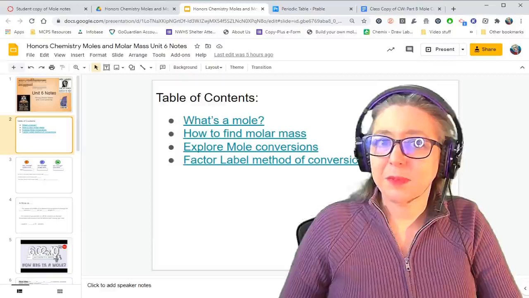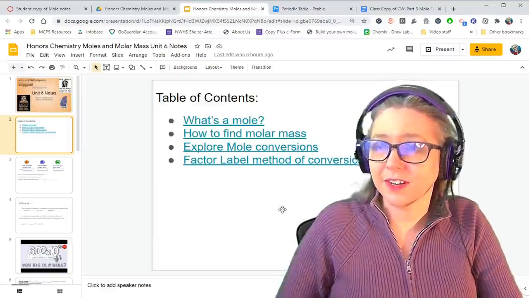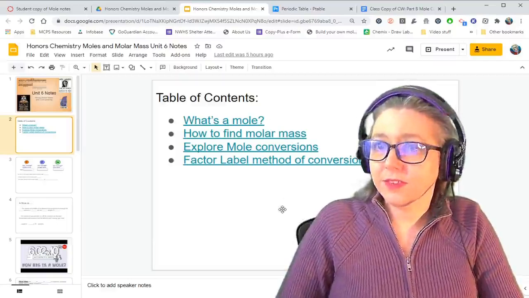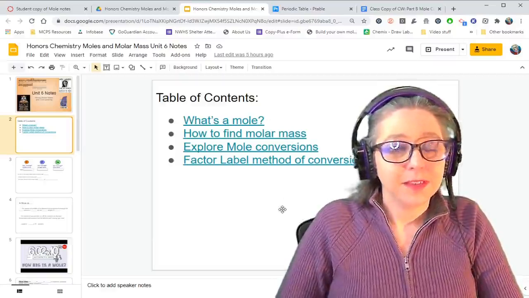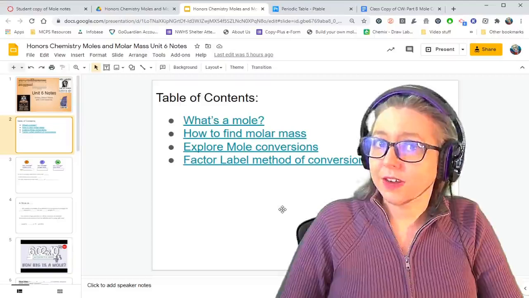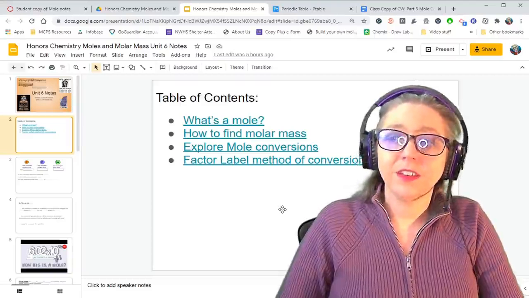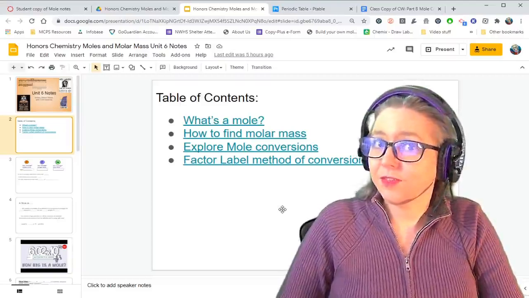Slide 2 has a table of contents. There are 4 different sections here. There are notes about what a mole is, how to find molar mass. There's a link to Part B of our Gizmo. And then next week, we're going to get into the factor label method for conversions.